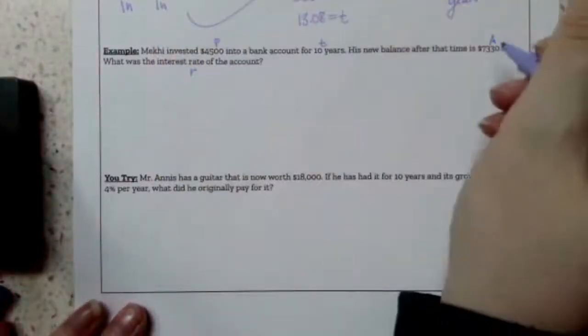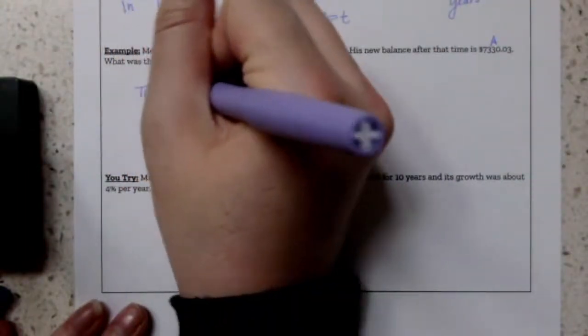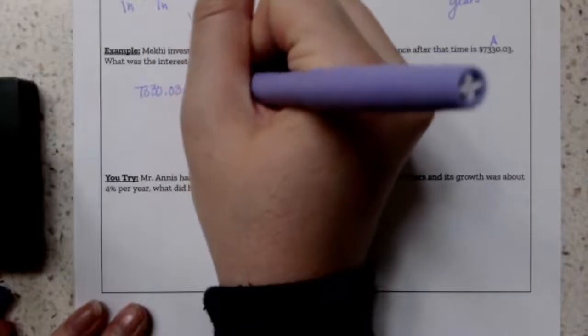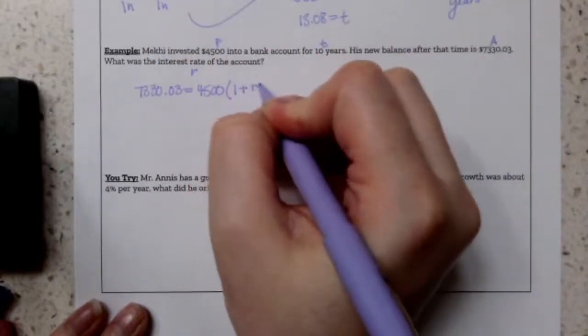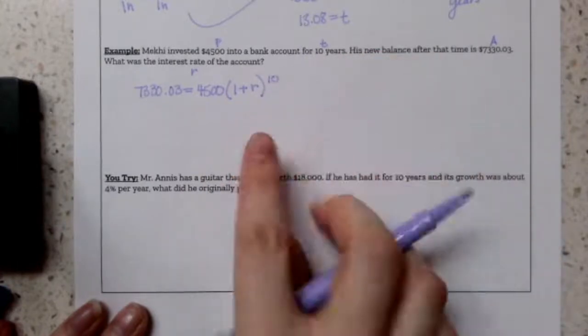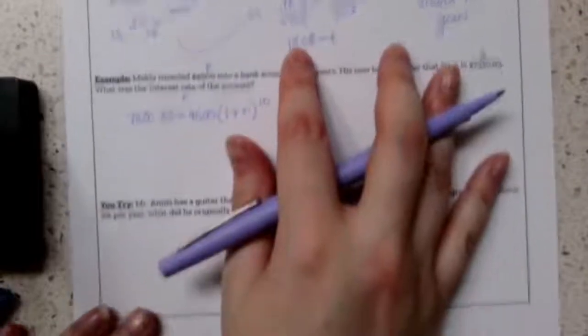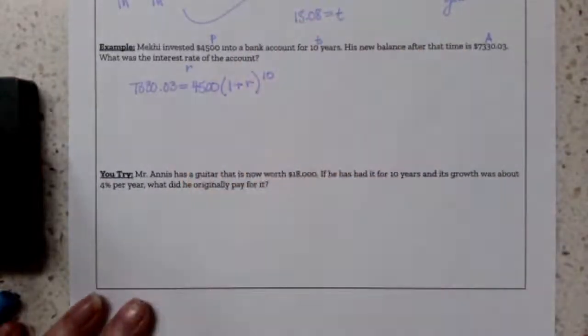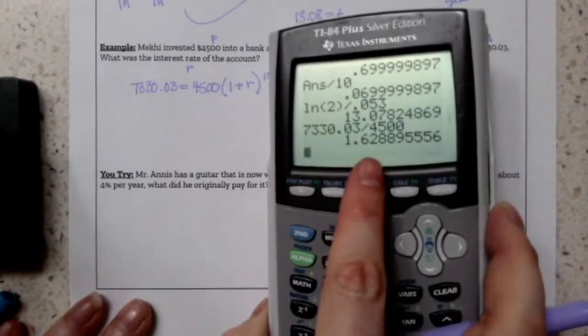So we have our A, our P, and then we don't know our R here, and our time is 10. So we're going to simplify this a little bit differently than we did for here. So we can divide both sides by 4,500. And we get this number, 1.63.